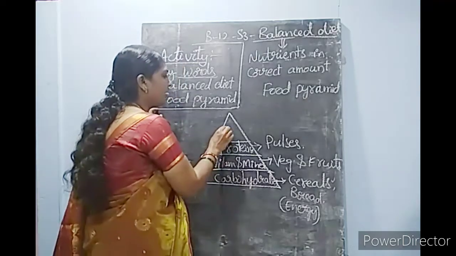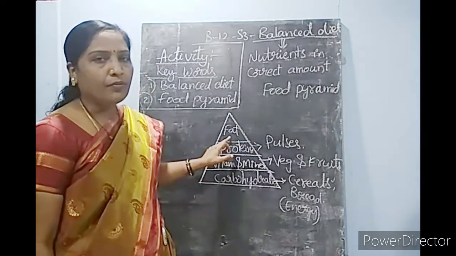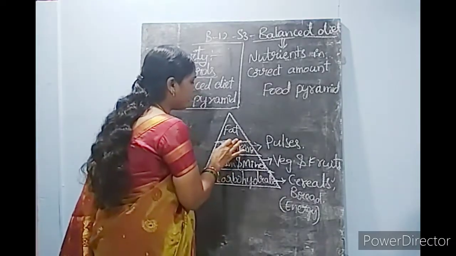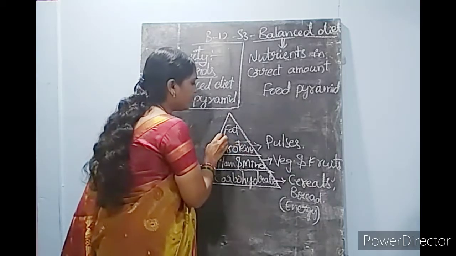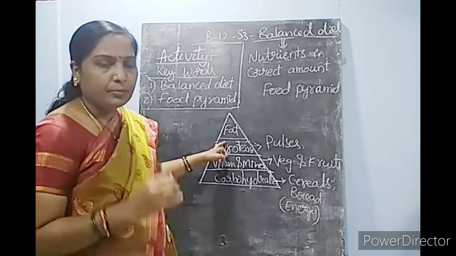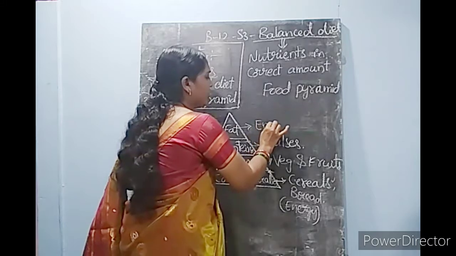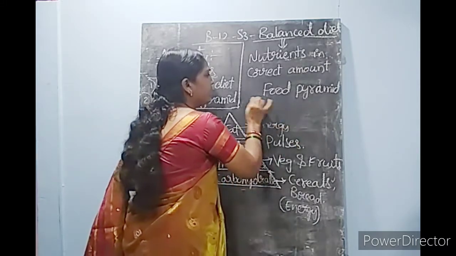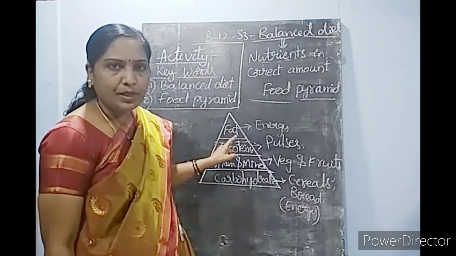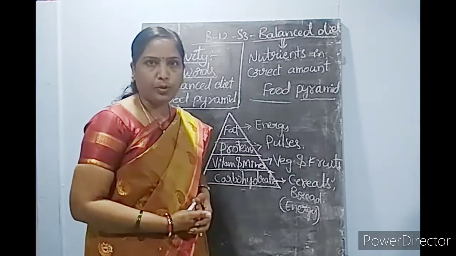Okay, so the last position in the food pyramid is taken by fats. So the fats should be very less in our diet. Why? Because you know the reason. Fats are essential but in less quantity. Fats give us energy. They are also giving us energy, but they should be in less quantity. If they are more, it leads to different problems.